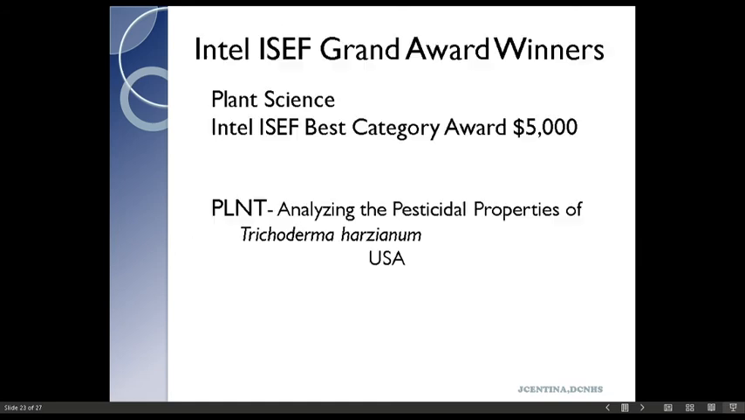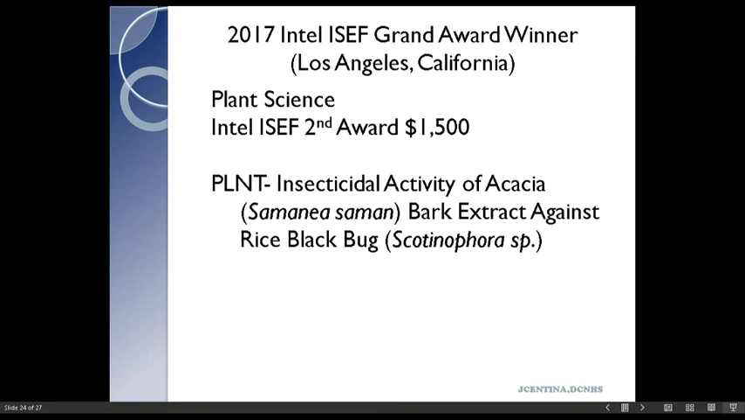Another one is in plant science, the Intel ISEF Best of Category Award, $5,000, that's 250,000 pesos: Analyzing the Pesticidal Properties of Trichoderma harzianum. Then another plant category, Insecticidal Activity of Acacia Bark Extract Against Rice Black Bug, from Davao City National High School. They won the Intel ISEF second award, $1,500.